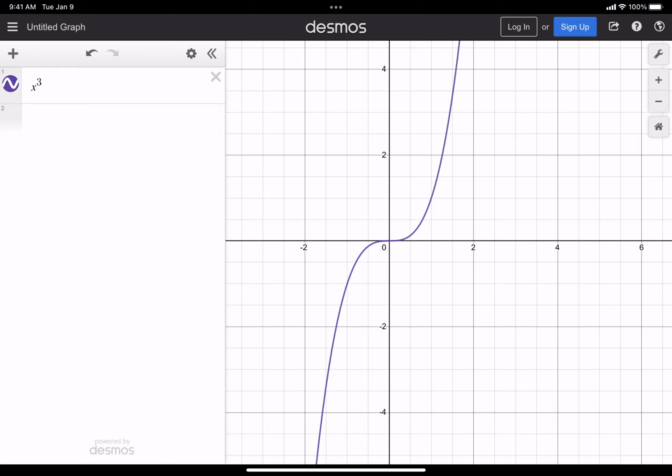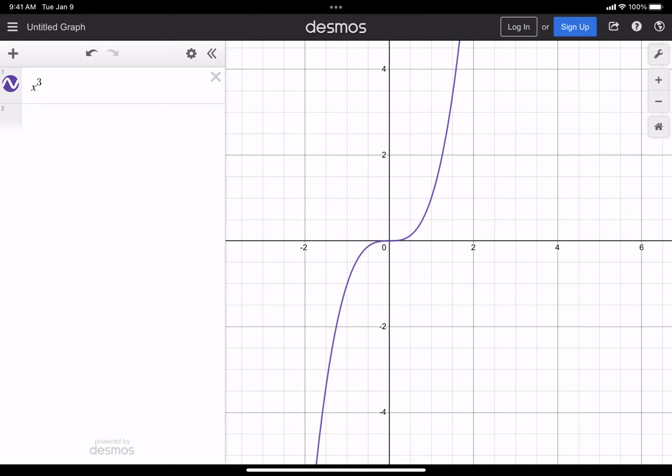But is this a turning point? No. Why is this not a turning point? It's still going up, because we go from increasing to increasing, right? For it to be a turning point, we would need to start going down. So this is a polynomial of degree 3, which has 0 turning points.